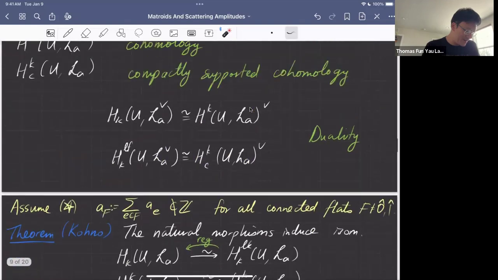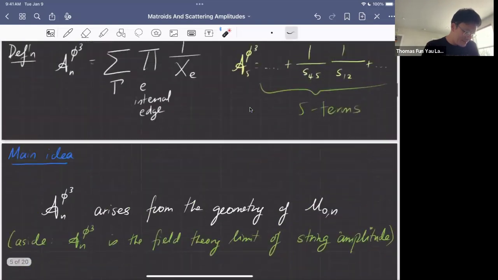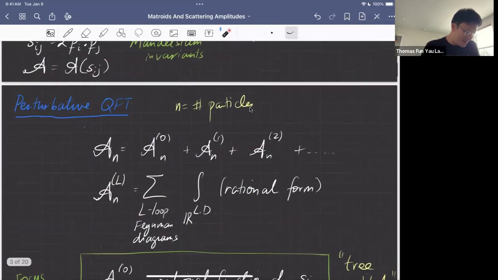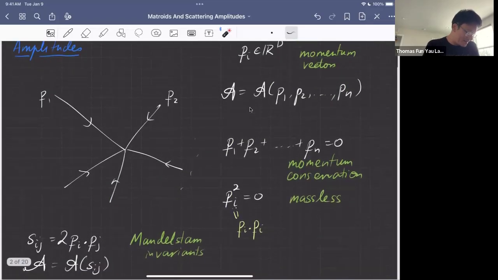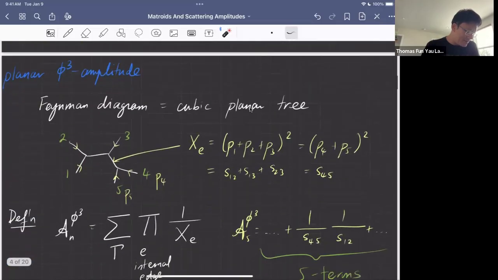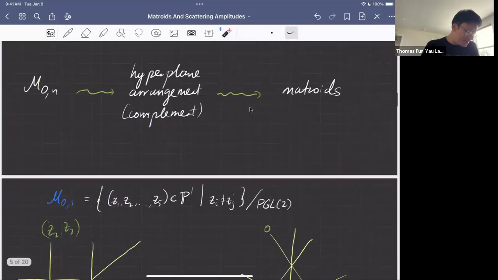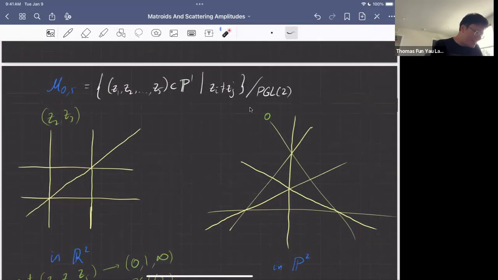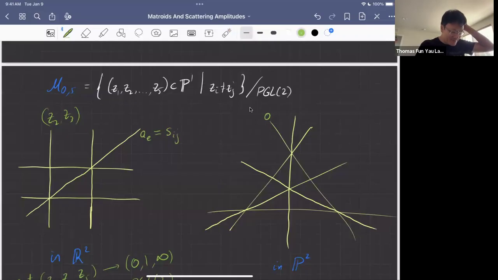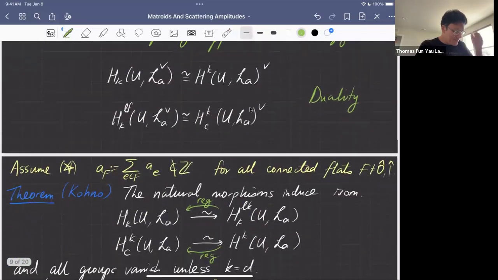So back in the beginning, I said the amplitude is a function of these Sij's, which are dot products of momentum vectors. What I will end up doing is there's an A sub E associated to each hyperplane here. I'm going to set this to equal one of the Sij's. Each one will equal an Sij.